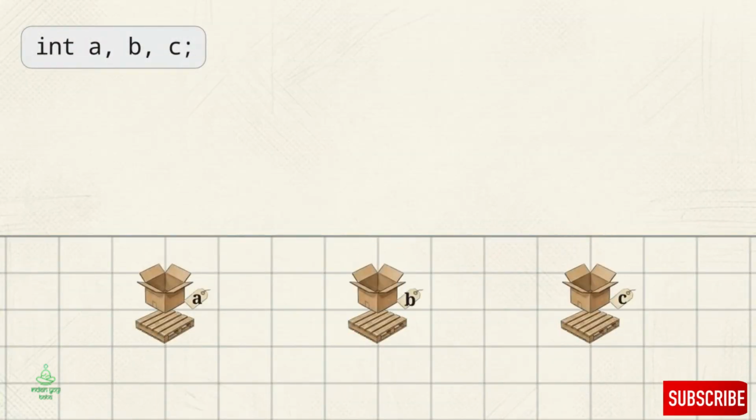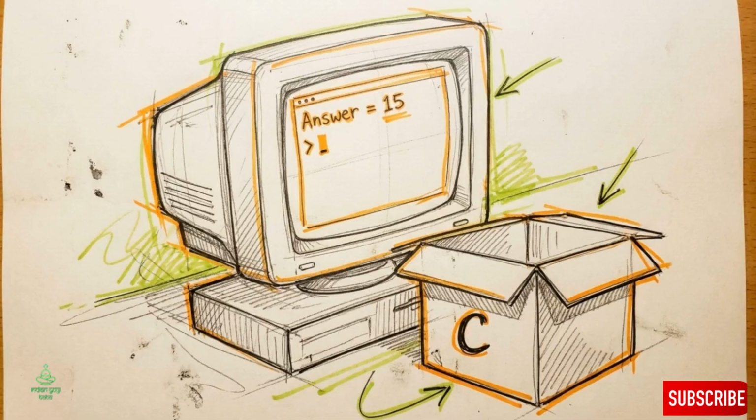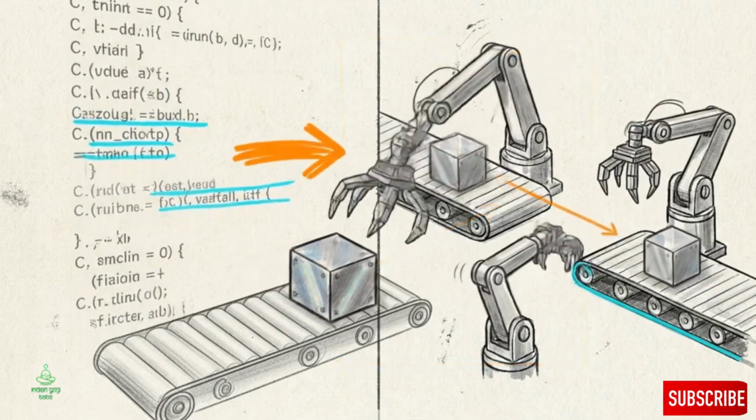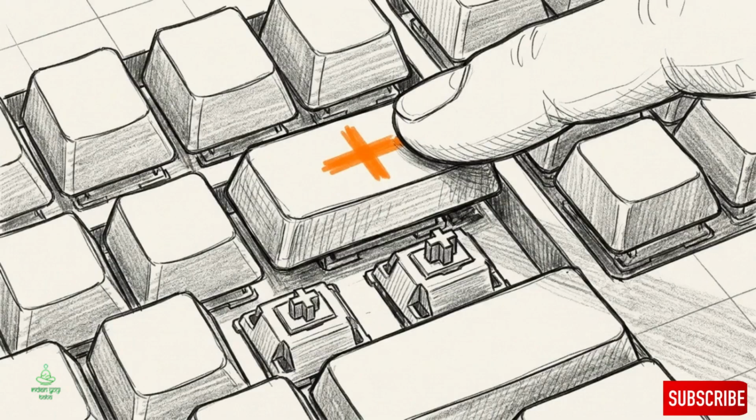The instruction int A, B, C builds 3 empty integer boxes in memory. Next, printf asks the user for numbers, and scanf drops them securely into boxes A and B. Finally, C equals A plus B adds them, storing the result in C. Finally, we use one more printf command to tell the computer to look inside box C and read the answer back to the user. This line-by-line process is how we translate a human idea into a physical action inside the memory warehouse.